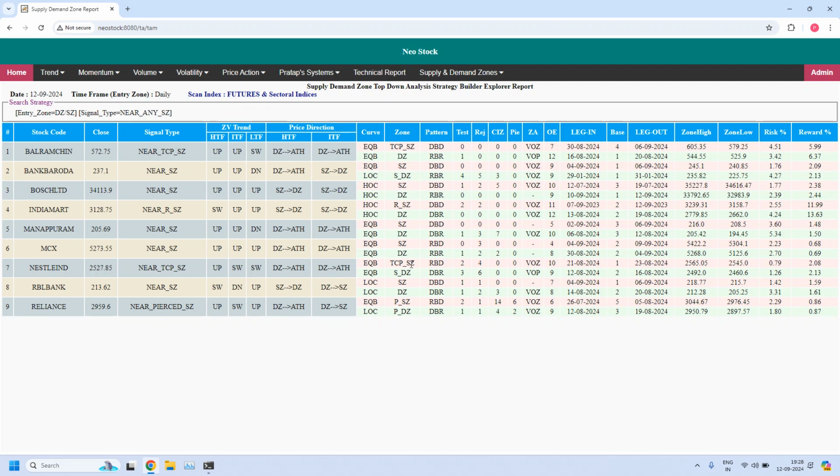You need to look for opportunities on either side only if the stocks are having high liquidity demand and supply zones. Alone you cannot look for opportunities on either side. So these are the high liquidity zones. 3 high liquidity supply zones are identified from this list.